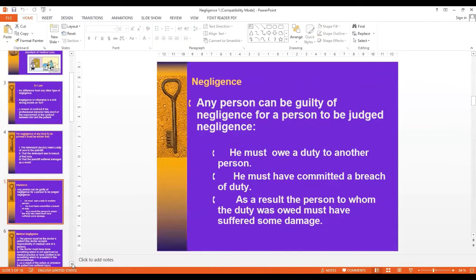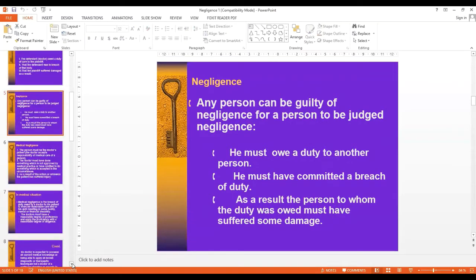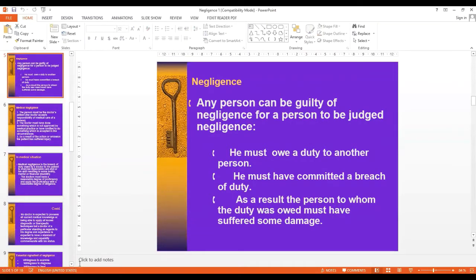Negligence. Any person can be guilty of negligence. For a person to be judged negligent, he must owe a duty to another person. He must have committed a breach of duty. As a result, the person to whom the duty was owed must have suffered some damage.